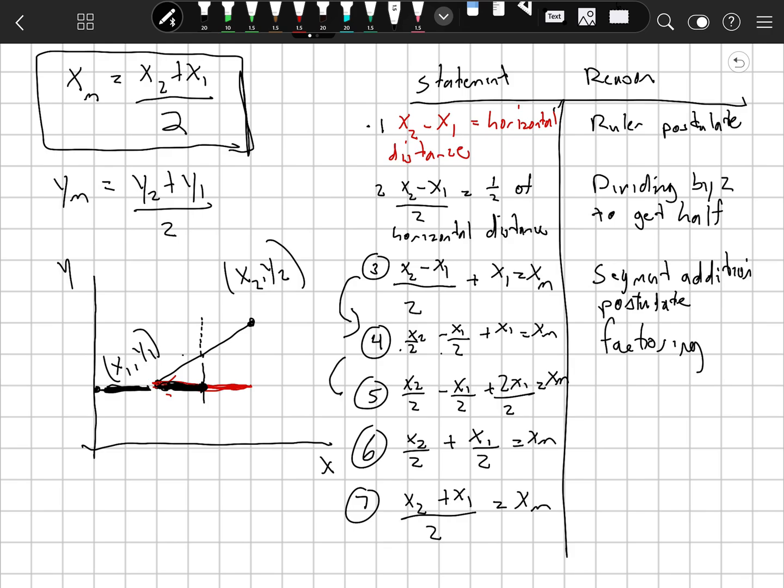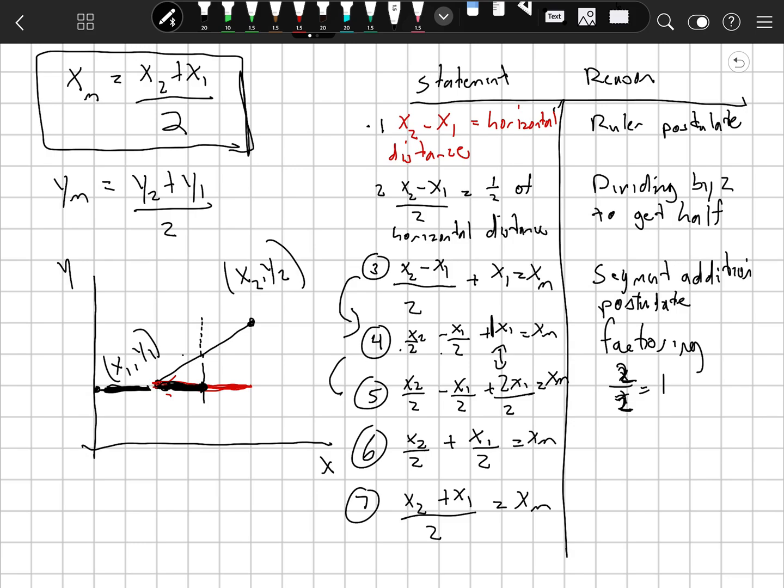To get from 4 to 5, what changed is right there. We said X1 is the same thing as 2 divided by 2 times X1. So this has a coefficient of 1 right here, 1x1. 2 divided by 2 is the same thing as 1. Anything divided by itself equals 1. Or let's just do this, the most specific way: 2 over 2 equals 1.